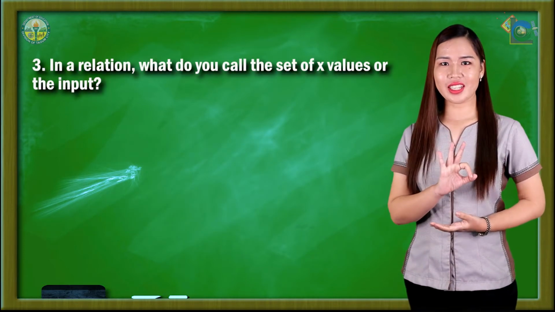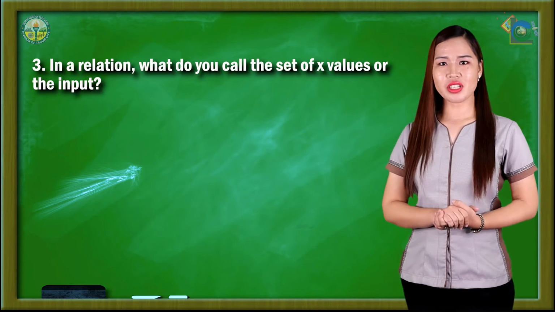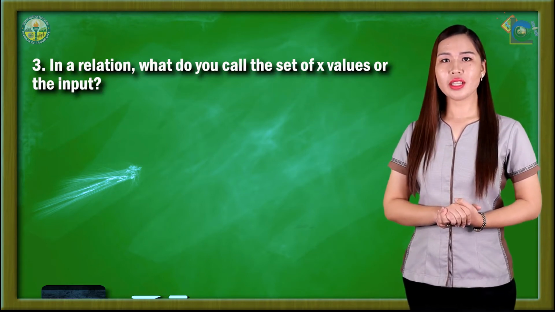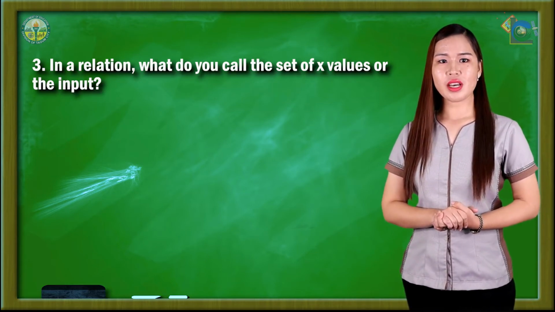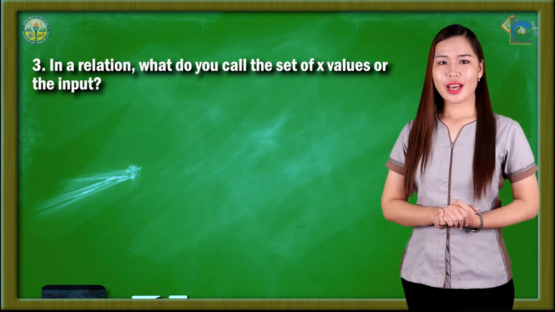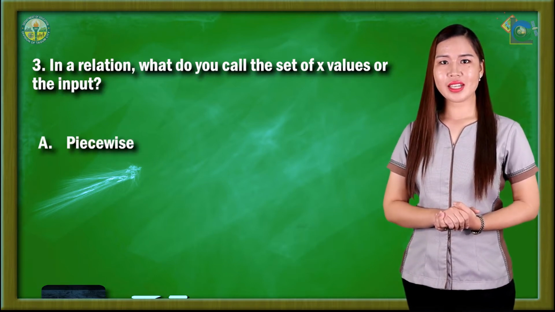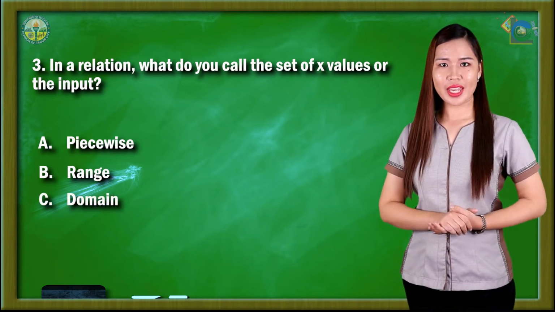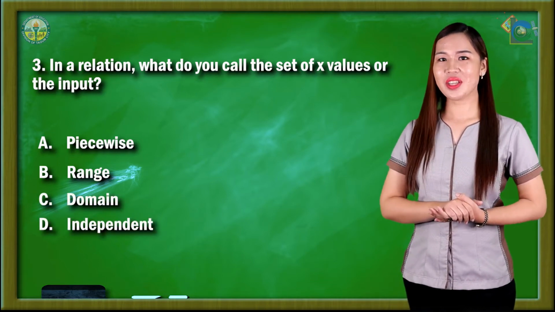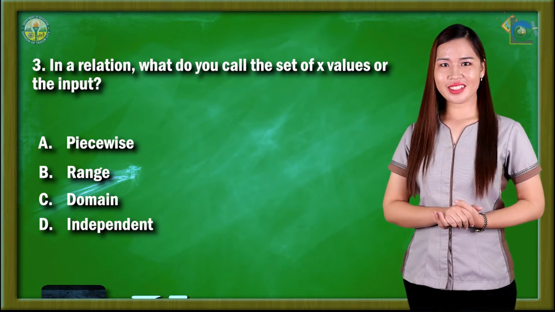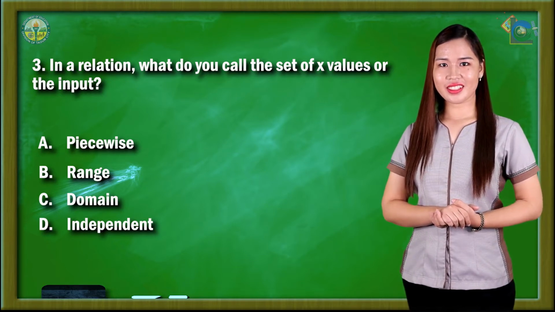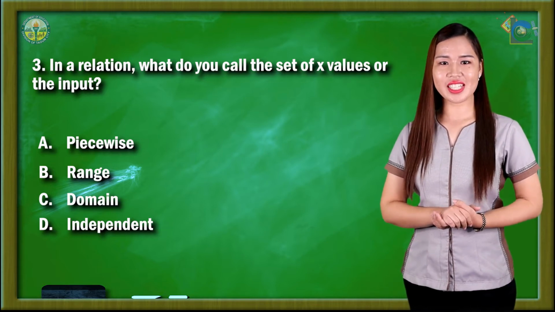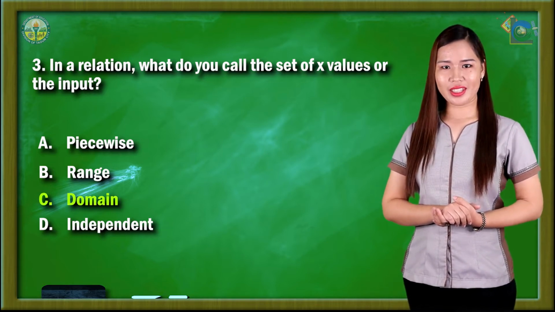Question number 3. In a relation, what do you call the set of X values or the input? A. Piecewise. B. Range. C. Domain. D. Independent. The correct answer is letter C. Domain.